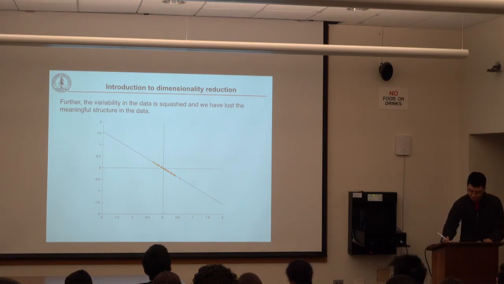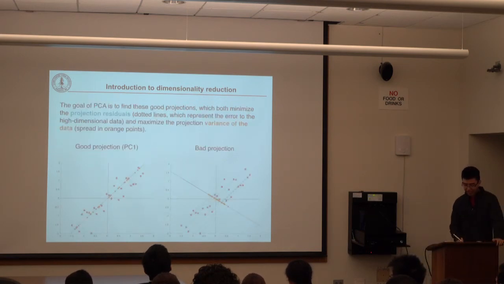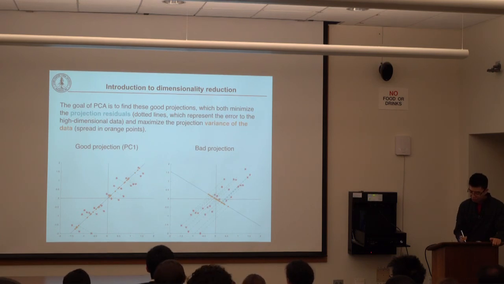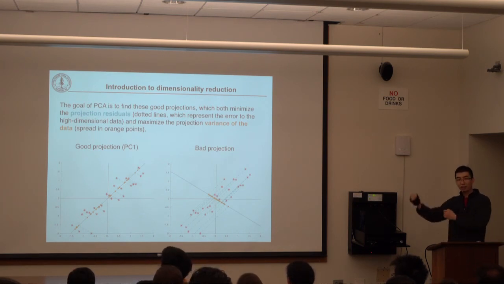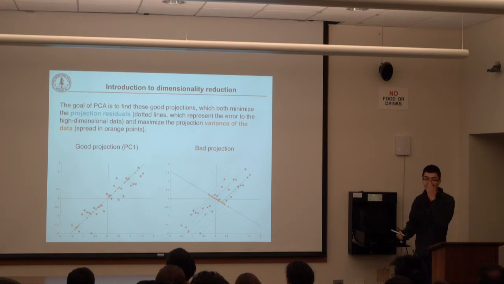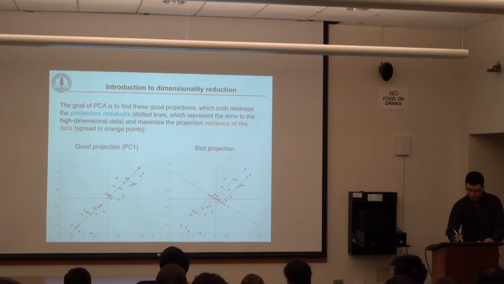All right. So the goal of PCA is to find these good projections, which both minimize projection residuals. The projection residuals correspond to these blue lines, right? If these blue lines are smaller, it means that there was less error in my projection. And that's a good thing, because if there was less error in the projection, then I'm more faithfully reconstructing the original signal. And at the same time, it maximizes the variance of the data along the dimension.